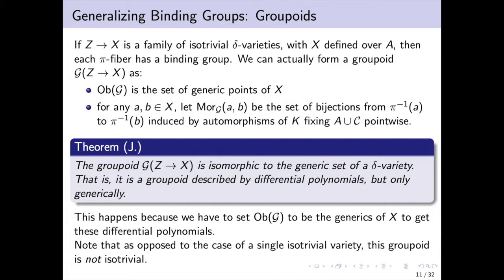It's because we really need to look at the generics of X to get a nice uniform behavior on the fibers. That's the reason why I need to limit myself to generics here. And could you give an example of this? In your example of the groupoid, you mean? Yes. I think that's the next slide.